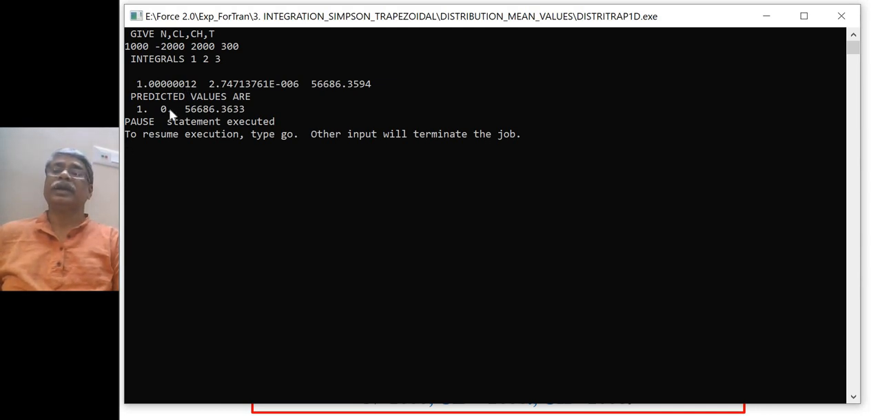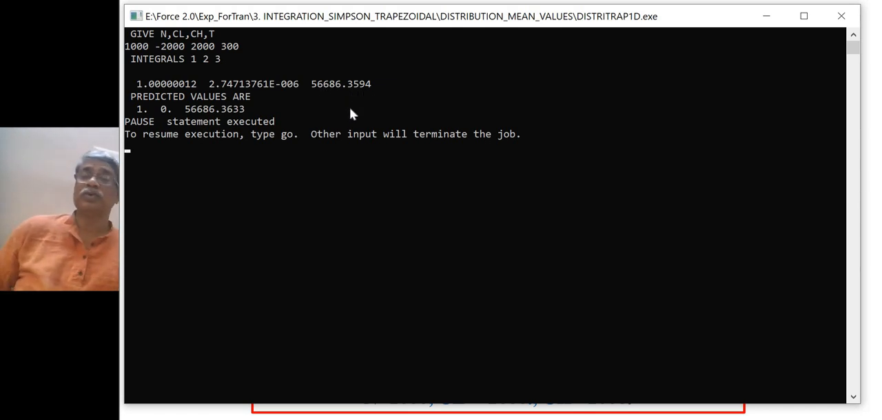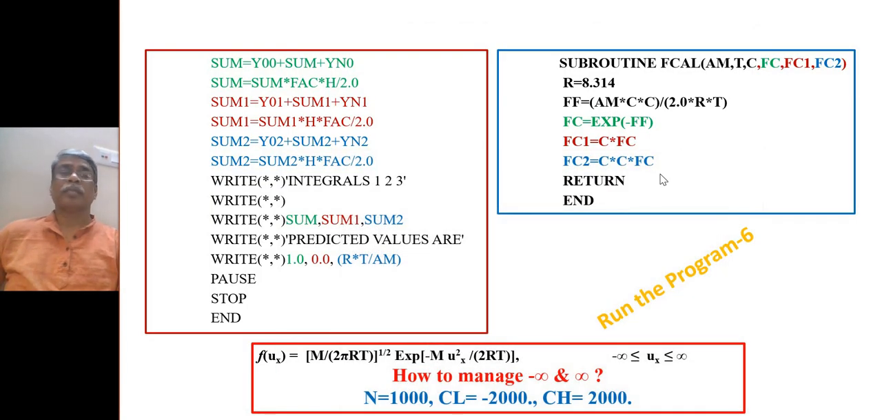And again, the second value is supposed to be 0, and of course, it is a very close, very small value, 10 to the minus 6. You can improve the result by increasing the number of points, etc. And interestingly, the third one, that is the ux square average, you see 56686.36 and 56686.359. So how close they are, excellently, beautifully, they are very close. So that's I think all about our last program that we have run.